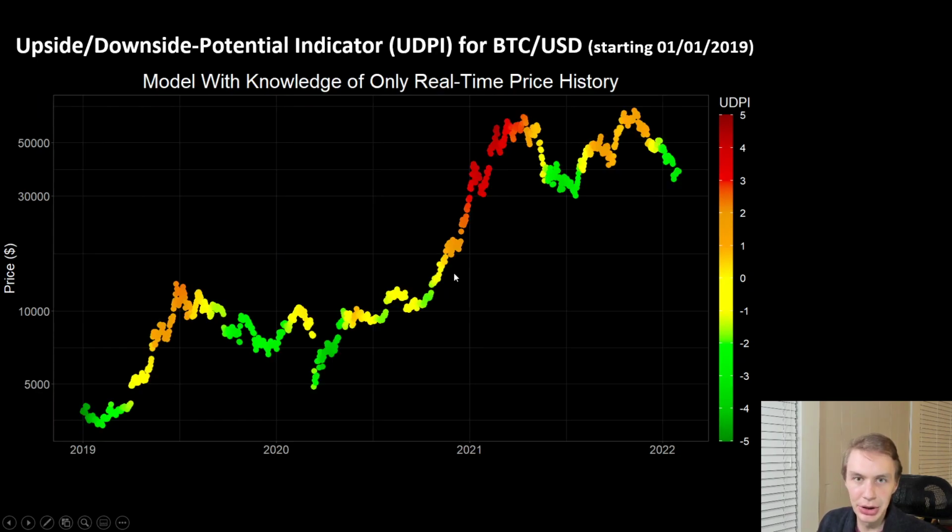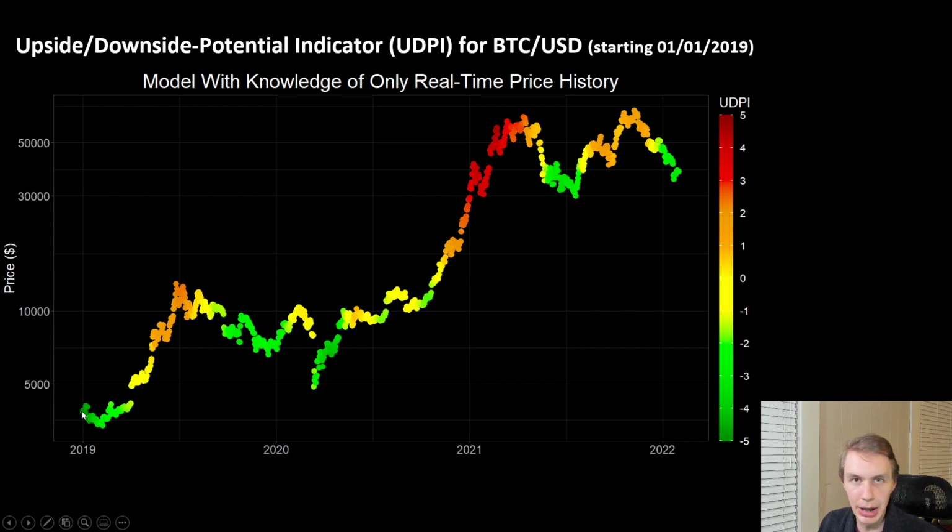So for the simulation I'm going to show first, we're just going to start at the beginning of 2019. That's kind of arbitrarily the point I've decided to start from. And as I mentioned, we're going to be comparing Bitcoin and Ethereum. So this is what the Bitcoin UDPI looks like when it only has access to real-time price history. What I mean by this is that the UDPI at this day knows all of Bitcoin's history before this day, but it knows nothing about Bitcoin's price action after that day. And then it's just recording the UDPI level at that day.